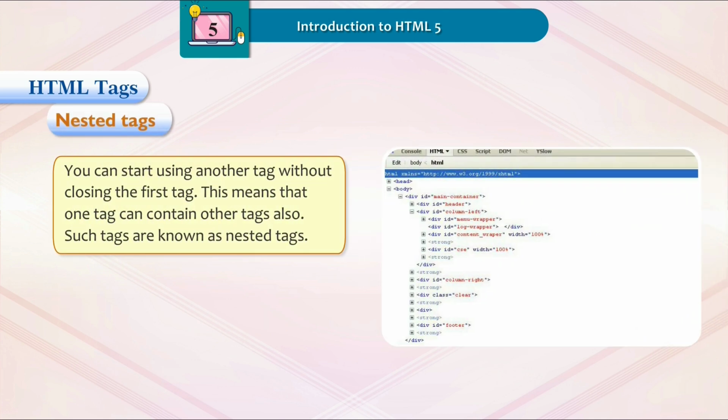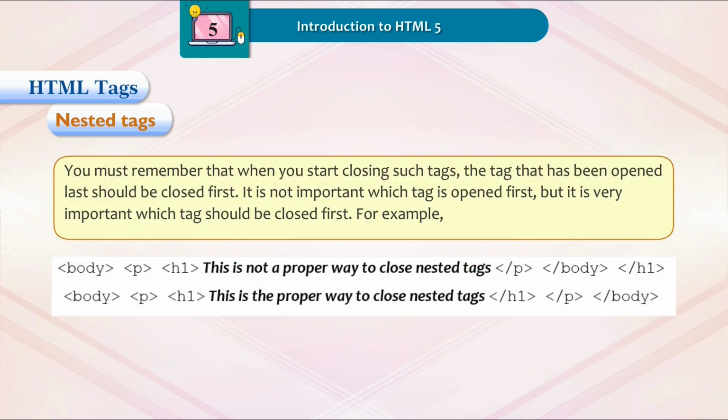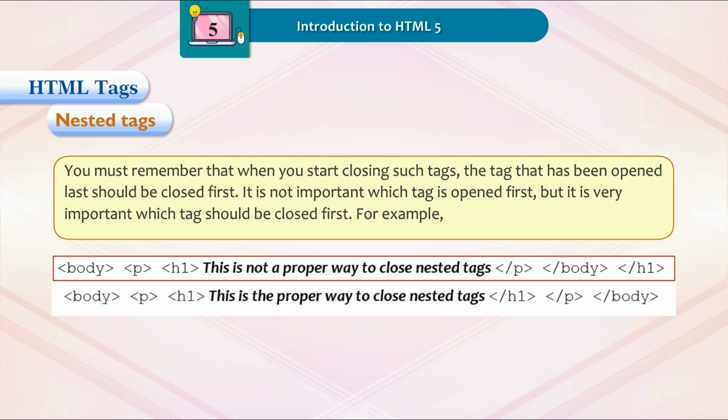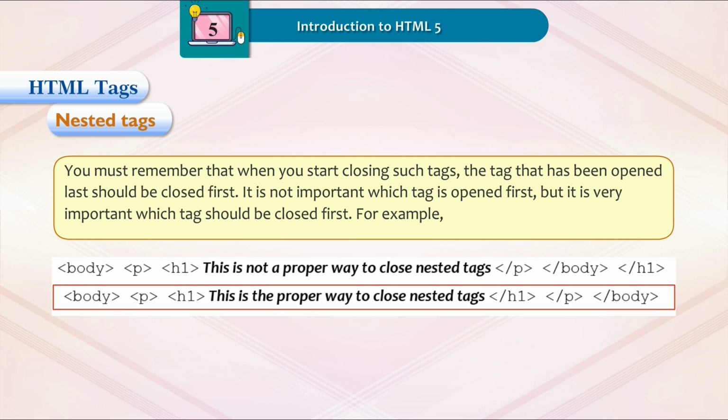Nested tags. You can start using another tag without closing the first tag. This means that one tag can contain other tags also. Such tags are known as nested tags. You must remember that when you start closing such tags, the tag that has been opened last should be closed first. It is not important which tag is opened first, but it is very important which tag should be closed first. For example, <body><p><h1></body></p></h1>. This is not a proper way to close nested tags. </h1></p></body>. This is the proper way to close nested tags.